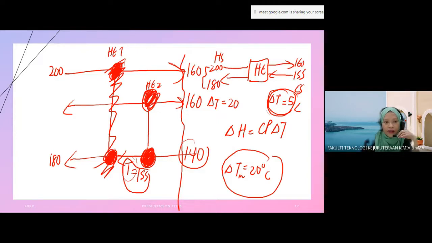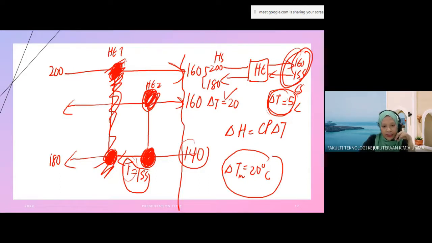So that's the explanation on the pairing just now. The temperature difference cannot be less than delta T min. So like this it cannot, it's infeasible. This one is okay, but this side is not possible. So you cannot do the pairing.